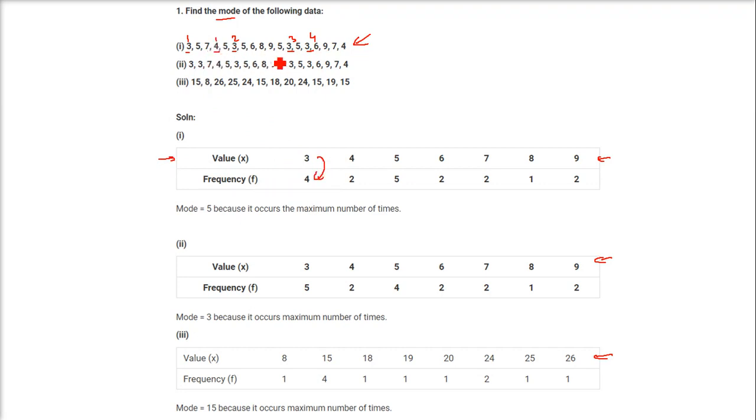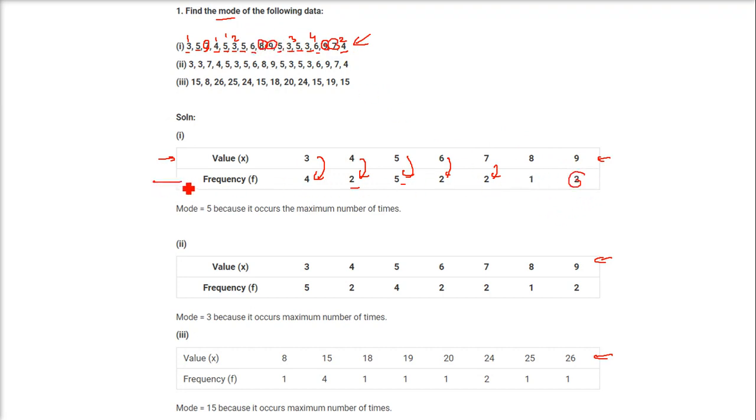Similarly, 4 has occurred 2 times, so we write 2 below 4. How many times has 5 occurred? Oh, sorry, 5, 1, 2, 3, 4, 5, so 5 times. Then 6, 2 times. Now 7, how many times? 7 here and 7 here, so 7 2 times. How many times do we have 8? 8, 1 time. And 9? 9 and 9, so 9 2 times.